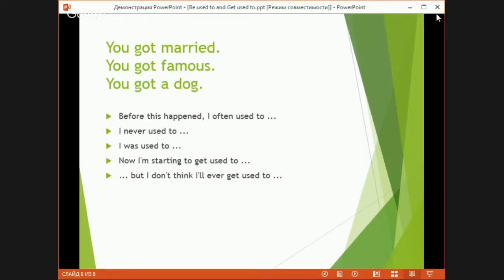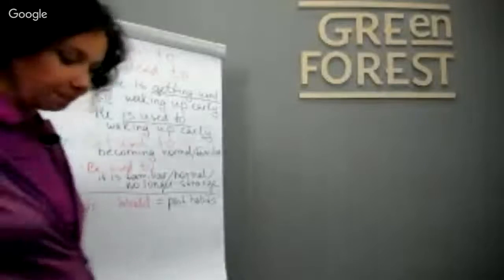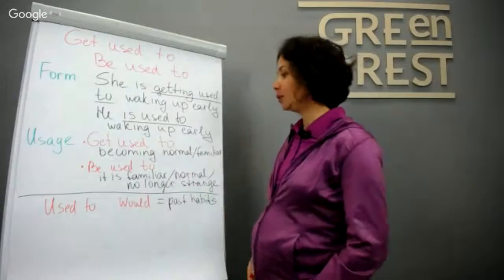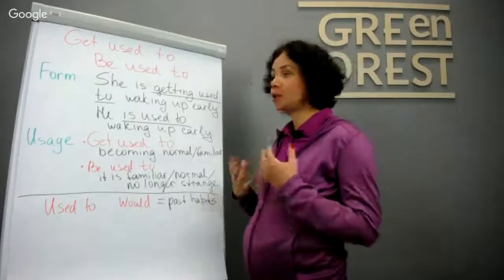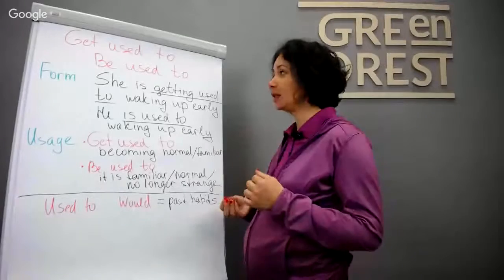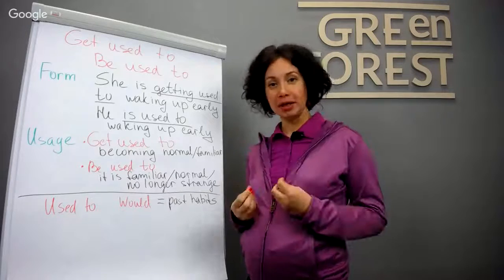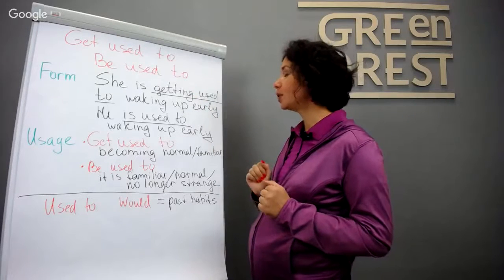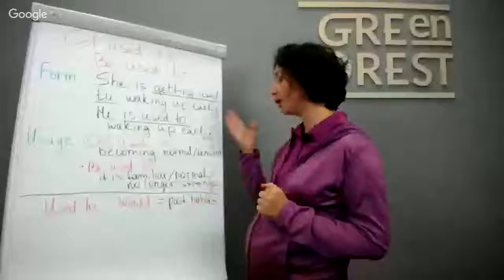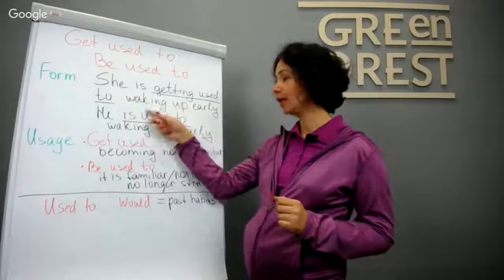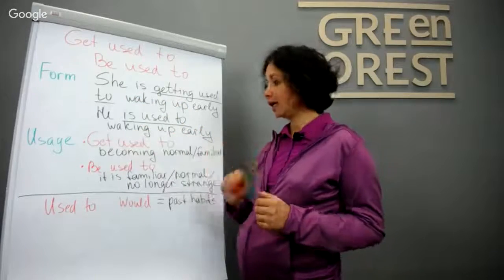Think at home how to create these sentences. So today we discussed these constructions: get used to and be used to. Both of them talk about situations. Get used to is when the situation is becoming normal for us. Be used to is when the situation is already normal for us. After these two constructions, we have to use the gerund form, the verb with an ing ending. As you can see, she's getting used to walking, or he's used to waking up early.